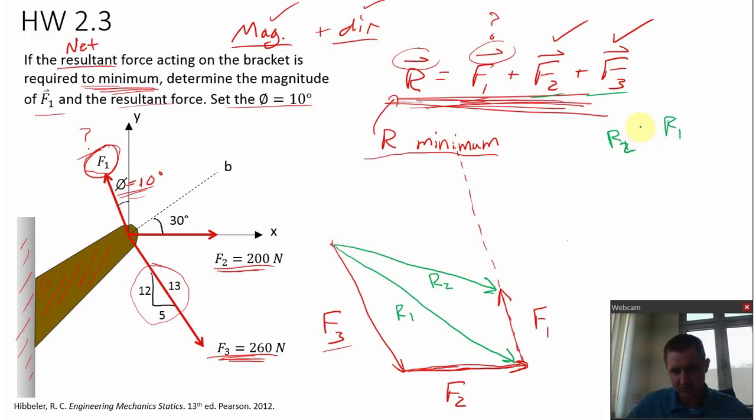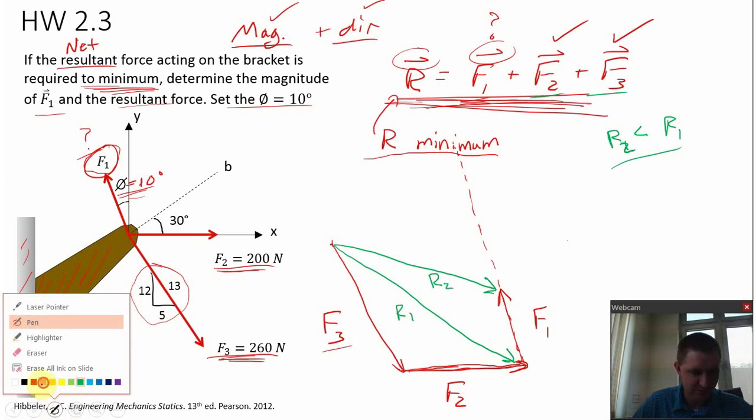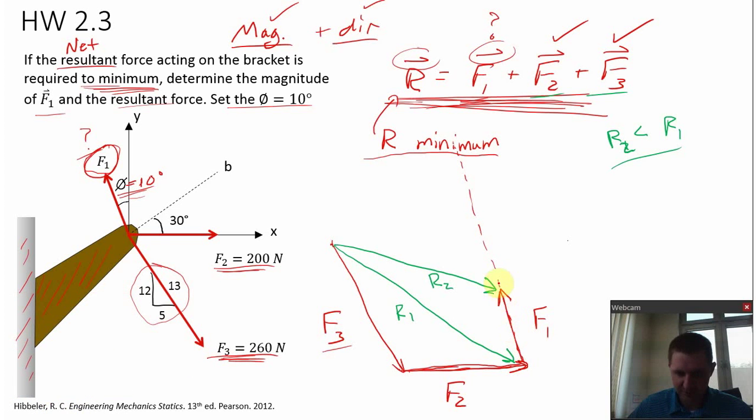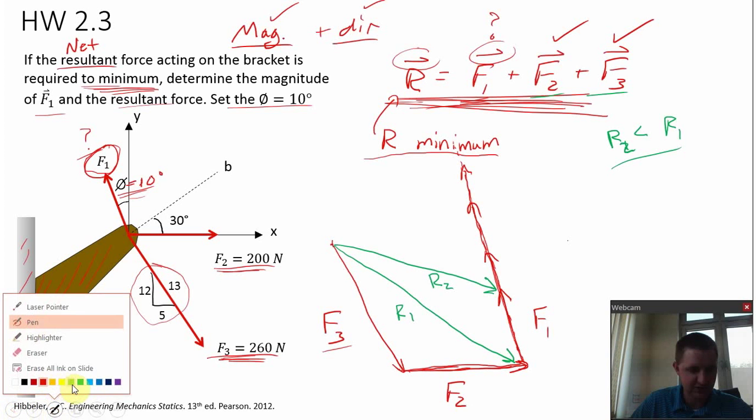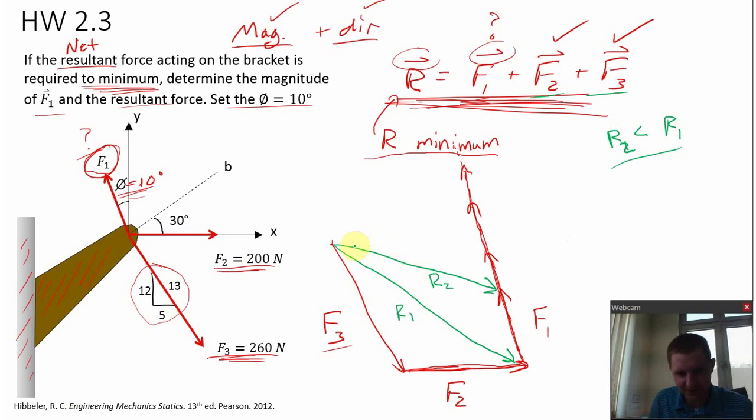R2 is less than R1. You see, it's a shorter length than R1 is, and the length of the vector represents the magnitude of it. Okay, so what if I make F1 bigger? The question is, how big do I make force vector F1 so that the resultant vector is actually a minimum?